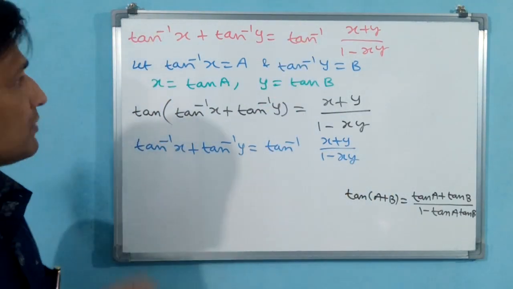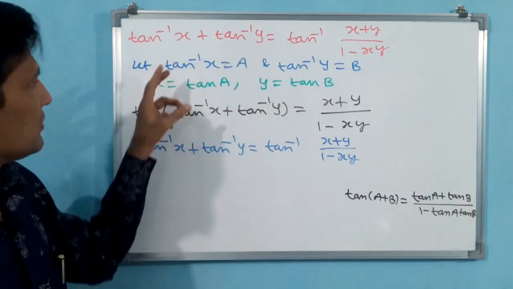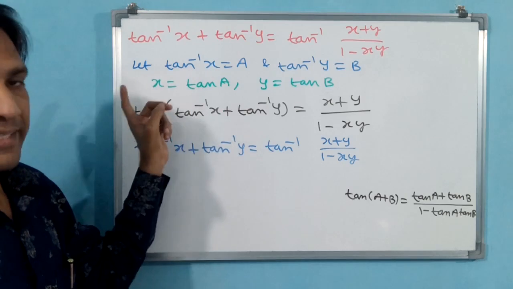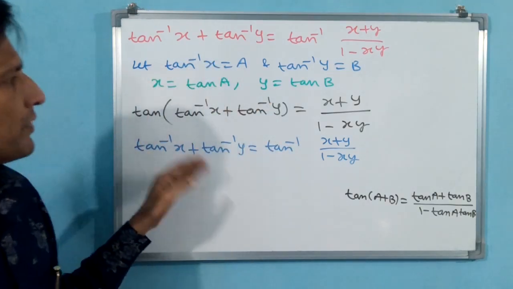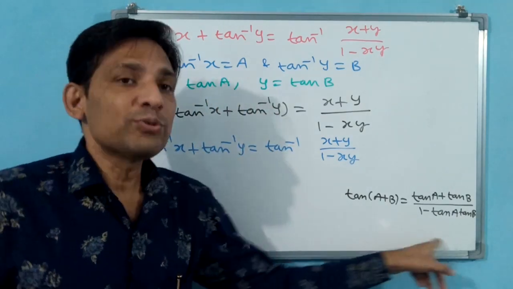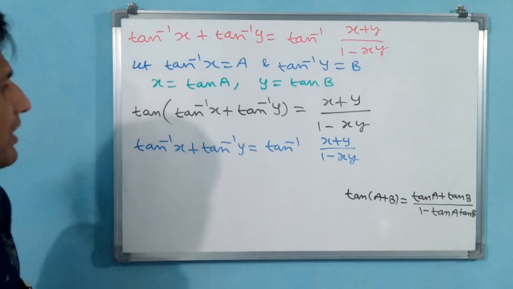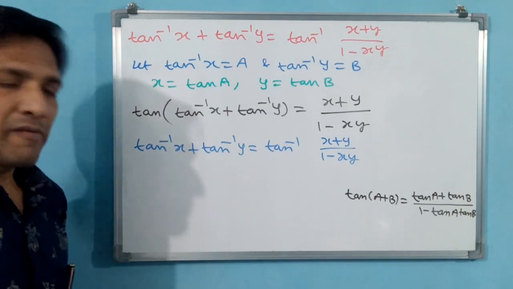Okay? This proof, how we have reached: we have not taken LHS, RHS. We have taken these identities, let some values, you can say, like the value tan inverse x. Then what we have done finally, we have substituted in this formula. Okay. This is the proof for tan inverse x plus tan inverse y is equal to tan inverse of (x plus y) by (1 minus xy).